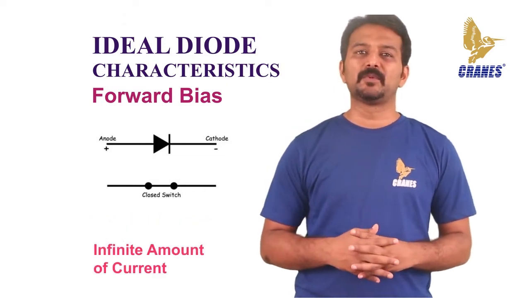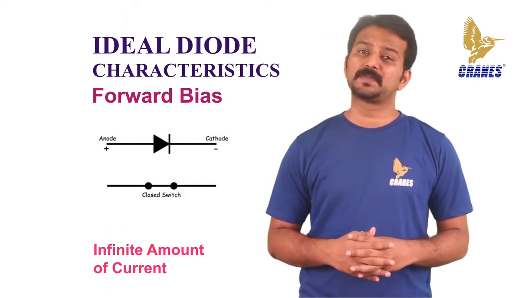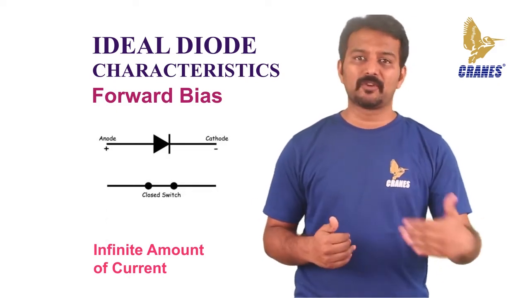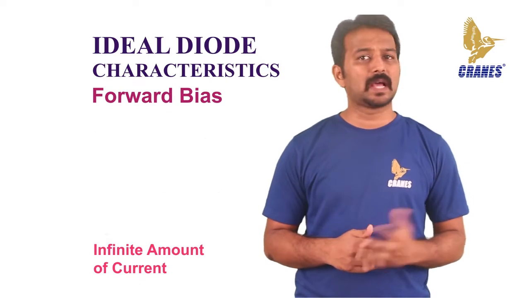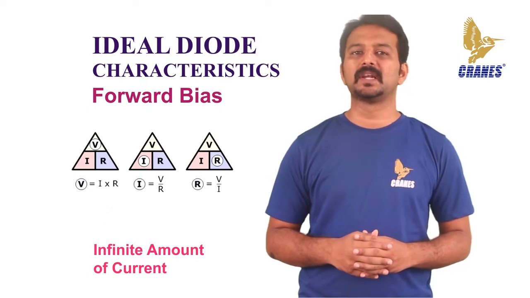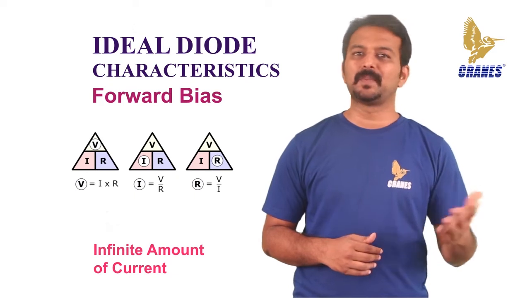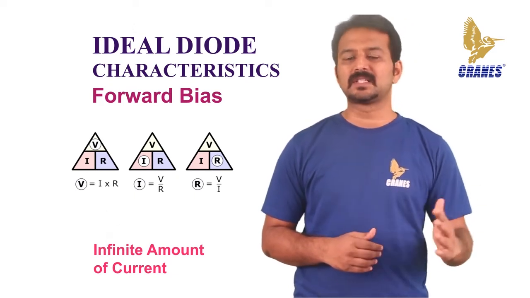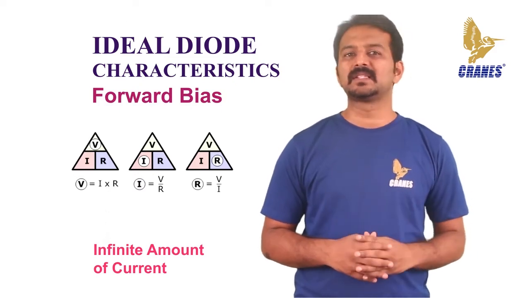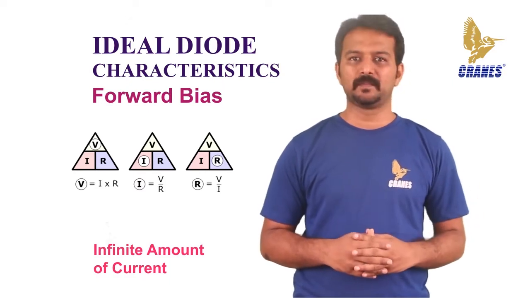Let's look into the infinite amount of current. This property of the ideal diode can be directly implied from its previous property, which states that the ideal diodes offer zero resistance when it is forward biased. The reason can be explained as follows. In electronic devices, the relationship between current, voltage and resistance is expressed by Ohm's law, which is stated as I is equal to V by R. Now, if the resistance is equal to 0, then the current will be infinite. This indicates that there is no higher limit for the current which can flow through the forward biased ideal diode.